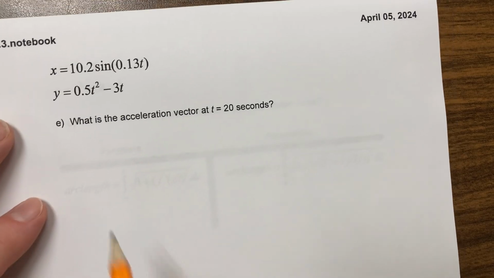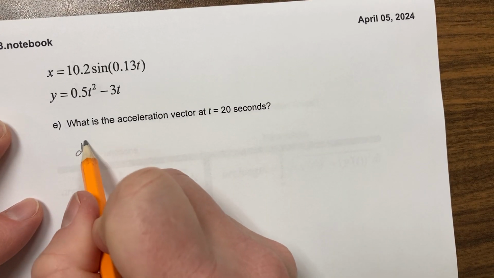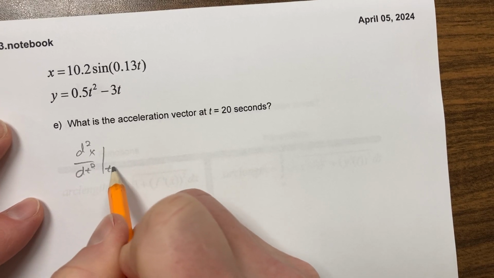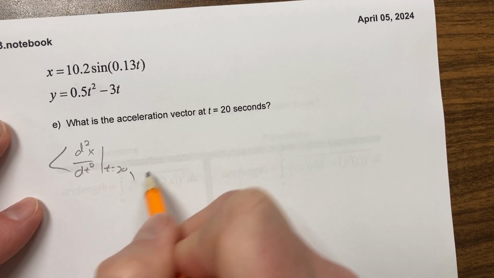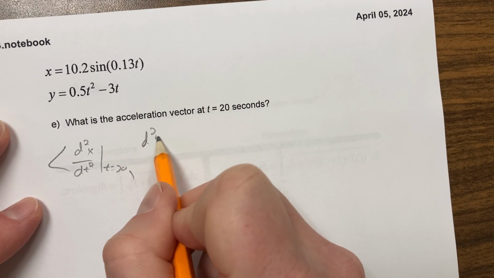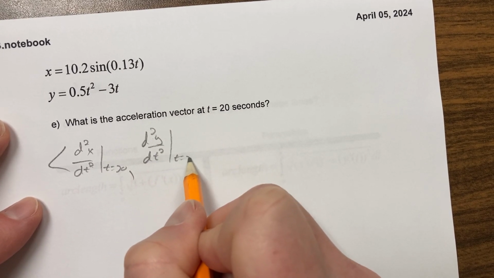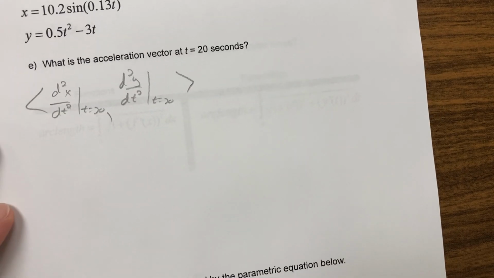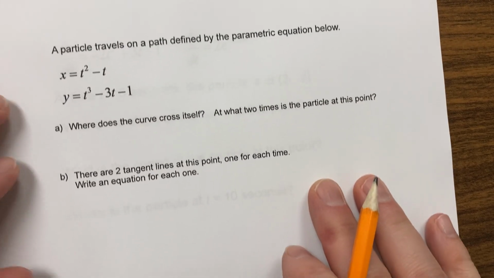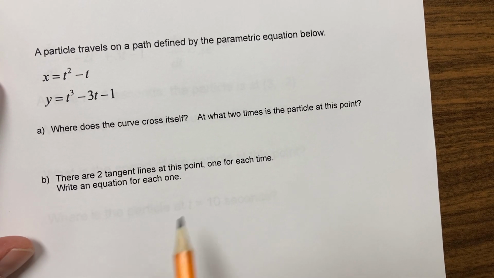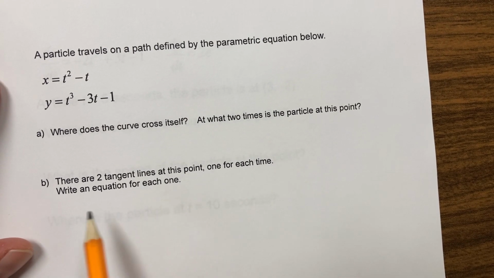Acceleration vector, again, is something we've already done. Find the second derivative at 20 seconds. Again, stuff we've already done, so it shouldn't be a big deal. Okay, what we do want to do is look at something a little different. We're going to add a little piece to it here.